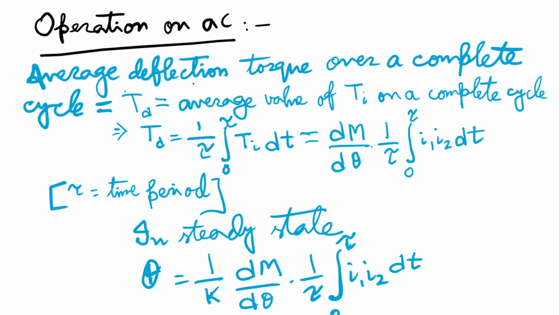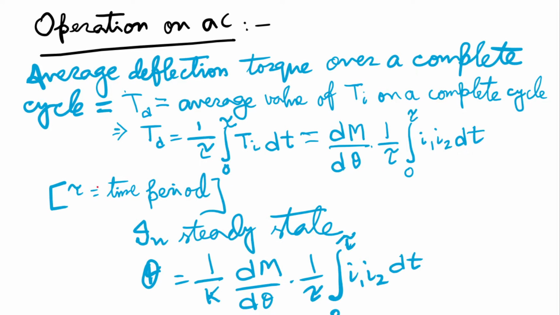Now what we have found, Ti equals I1 I2 dM/dθ, that is the instantaneous deflection torque. But we have to find the average deflection torque over a complete cycle, and that is found by Td equals 1 by τ, where τ is the time period, 1 by τ integration 0 to τ Ti dt. If you put the value of Ti, that is I1 I2 dM/dθ, here dM/dθ is independent, so that's why we are taking it outside the integral. So it will be dM/dθ into 1 by τ integration 0 to τ I1 I2 dt.